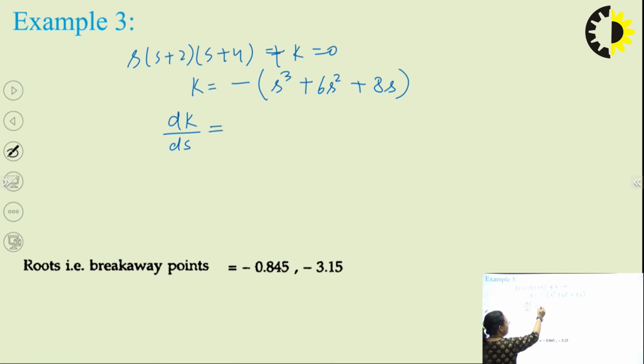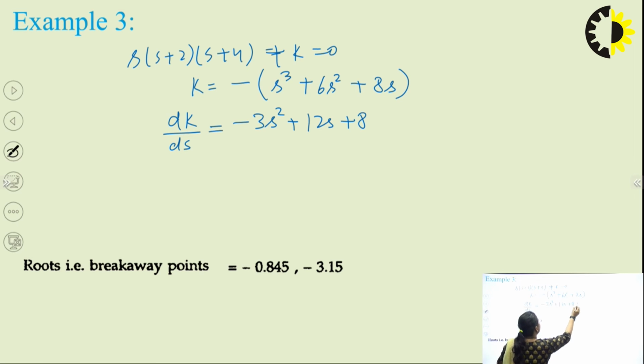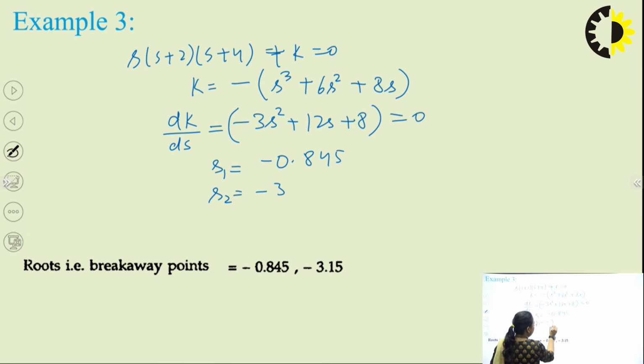So after differentiation I'll get 3s square plus 12s plus 8, and now I'll keep it equal to 0. So from here I'll get two values of s, one is s1 equals minus 0.845 and another one, s2, is equal to minus 3.15.